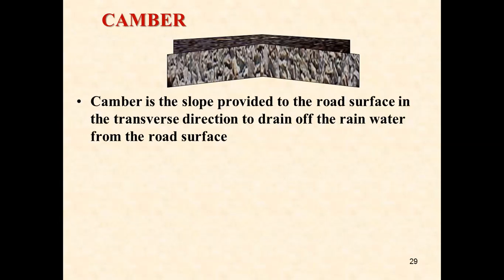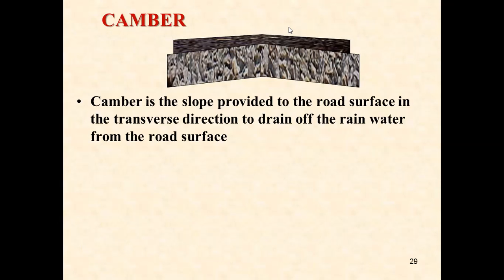What is meant by the camber, what is the purpose of the camber, and how are we going to design it? Camber is called a cross slope. We provide a cross slope to the road surface in the transverse direction to drain off the rainwater from the road surface. You can see in the profile that there is a crown at the center, an elevated portion. From the center to the edges, the slope is what we call camber.